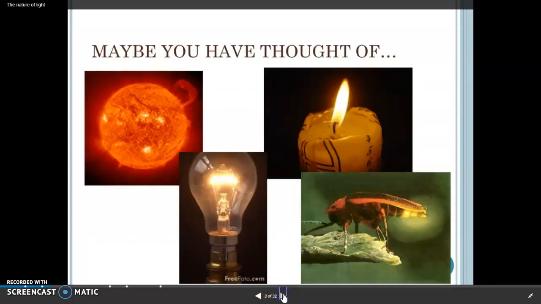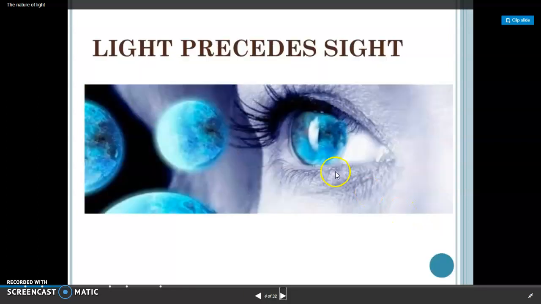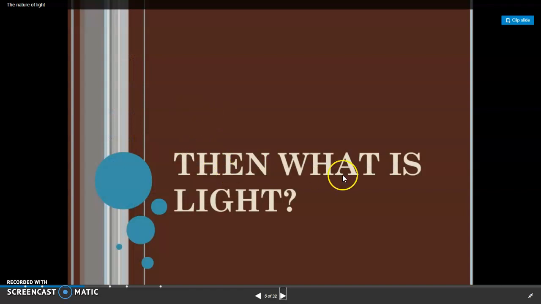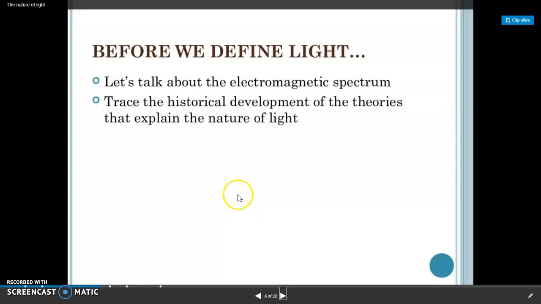So the first one, maybe you have thought of a lot of sources of light: the sun, the candle, the lamp, and for example some insects that have light. So light precedes sight. You can see the light. It will enter the eye for you to see it. And then, what is light?